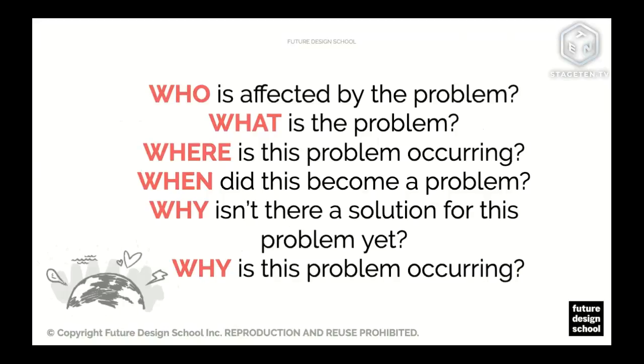So the questions that we want them to consider are really about those 5 W's. So who is affected by the problem? What is the problem that these individuals are facing? Where is this problem occurring? When did this become a problem? Why isn't there a solution for this problem yet? And why is this problem occurring?